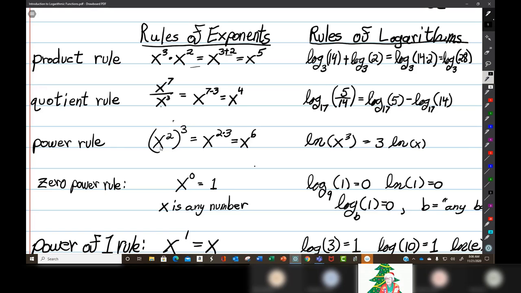Now the power rule, if you've got a base raised to a power and raised to a power again, you multiply the powers. Well, over here, if you have the ln, which is log base e, if you have the ln of x to the 3rd power, then the way the power rule works in logarithms is that this exponent 3 comes down in front and multiplies the ln of x. So you get 3 times the ln of x.